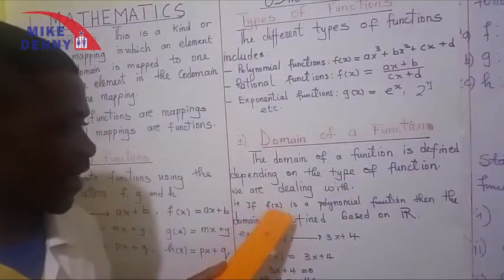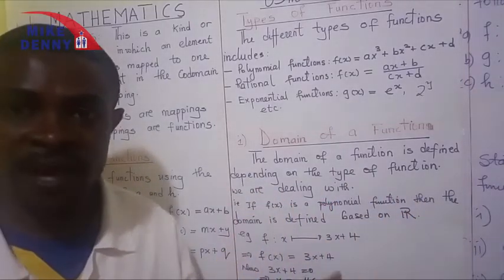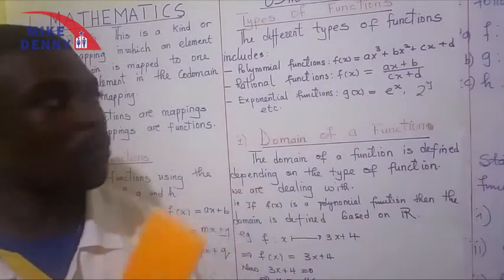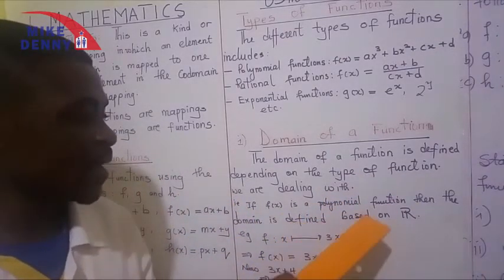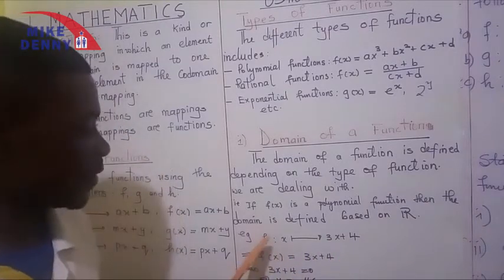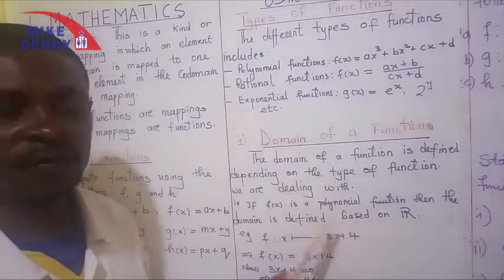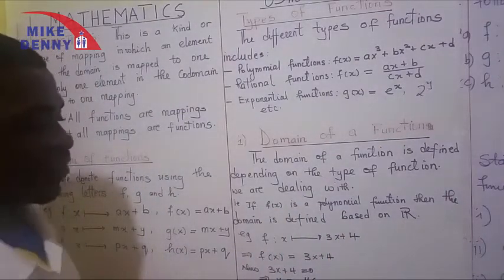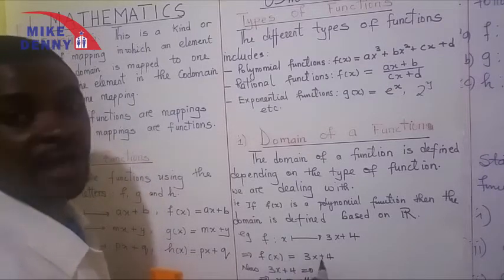So if f(x) is a polynomial function, polynomial means it is not divided by anything. It's just given to you in the form of a polynomial. Then the domain is always defined based on what? R, the set of real numbers. So you have, for example, f such that x is mapped to 3x + 4. When you see this map, it should not confuse you. You're indirectly saying that f(x) = 3x + 4.